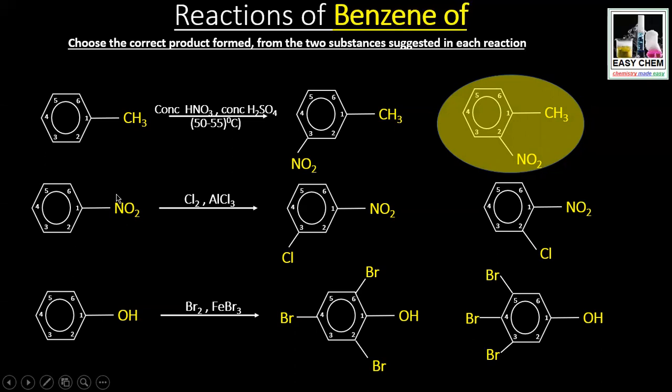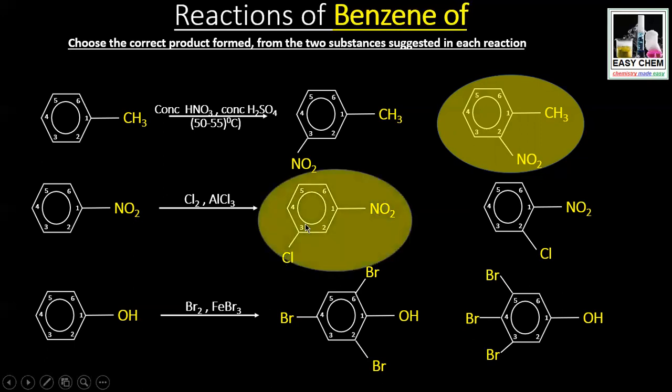This is a deactivator. If NO2 is a deactivator, it is going to direct further reactions to the third carbon. In the two compounds, Cl has been added onto the third carbon in the first one. So the answer is there. Got it? We'll go to the third example.